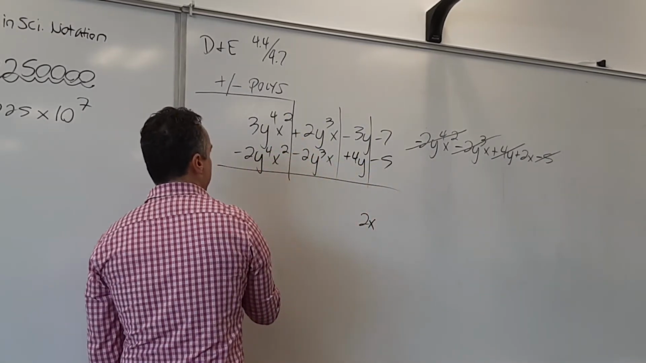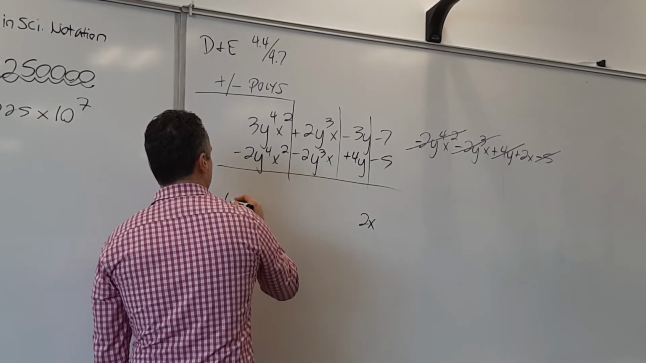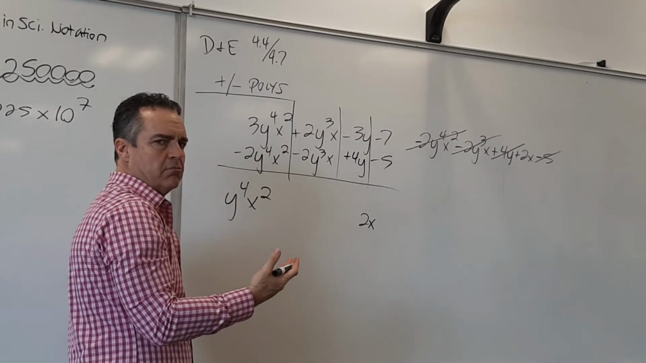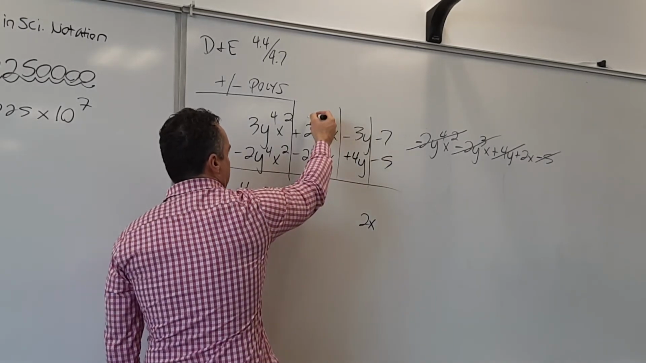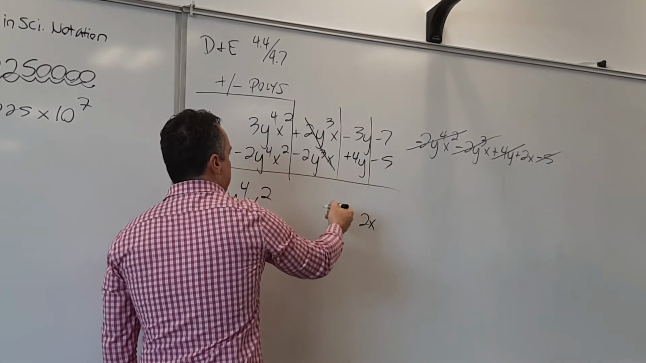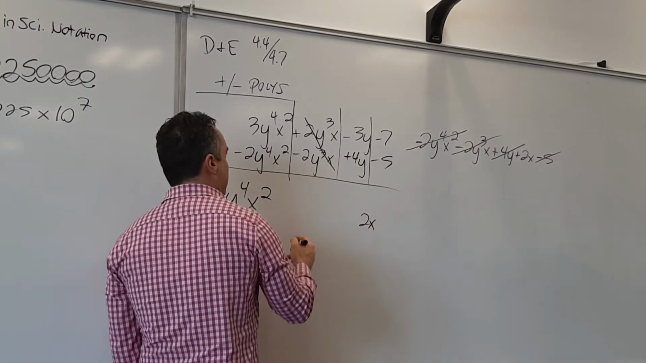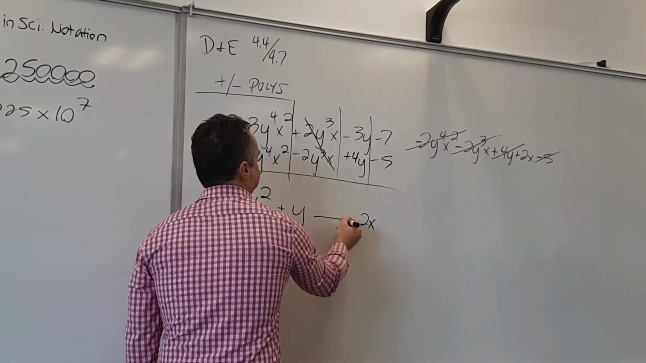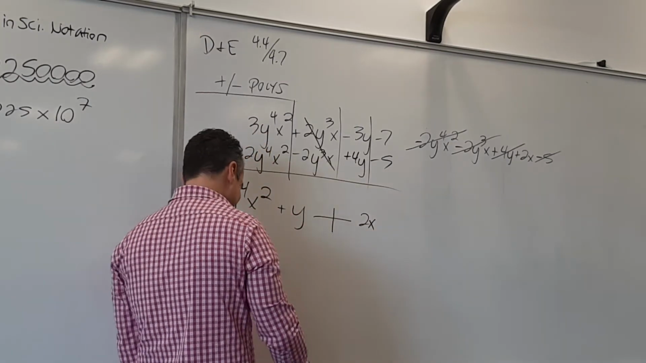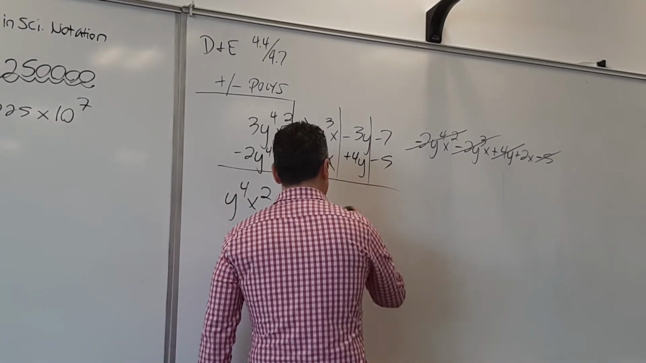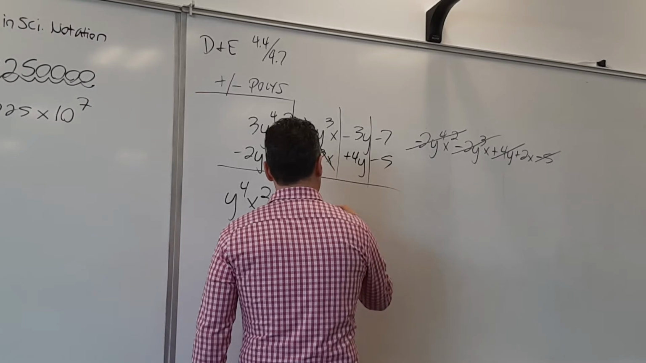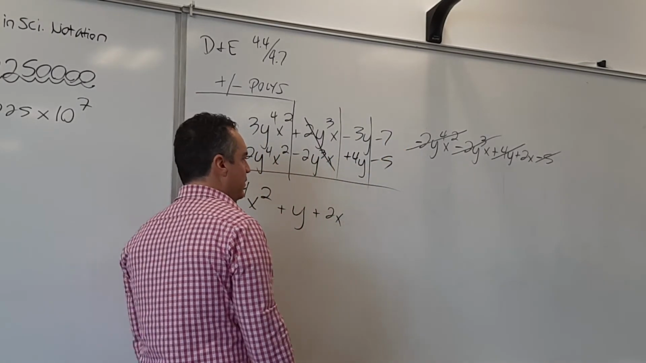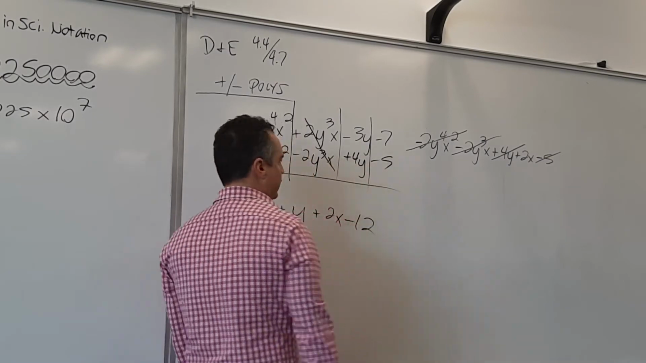3 minus 2 makes what? 1. And so we're just going to call that y to the 4th x squared because 1, we don't write the 1. Agreed? Agreed. Okay. And then these do what? Cancel out. Bye-bye. Okay? And negative 3 plus 4y makes what? Y. Plus y plus 2x. And negative 7 and negative 5 make what? Negative 12. Okay, you guys cool?